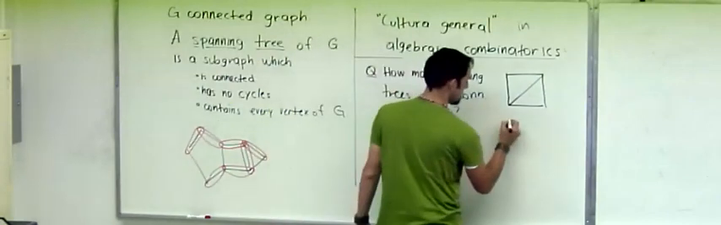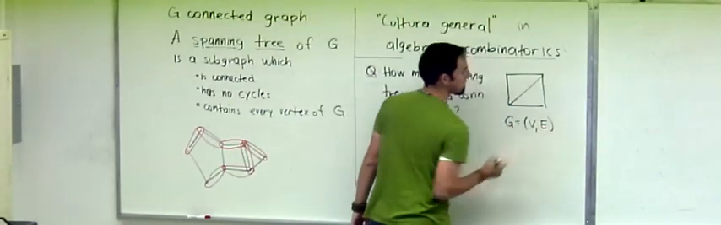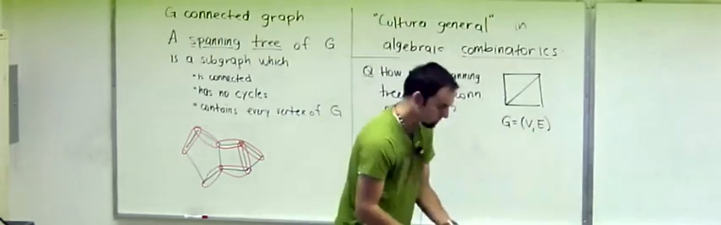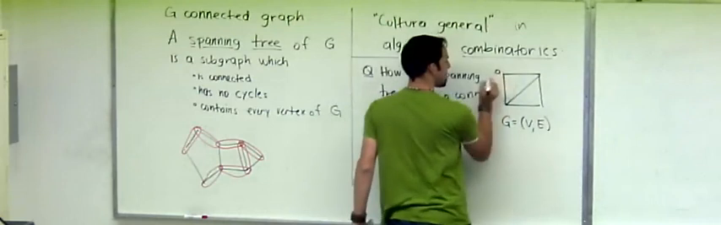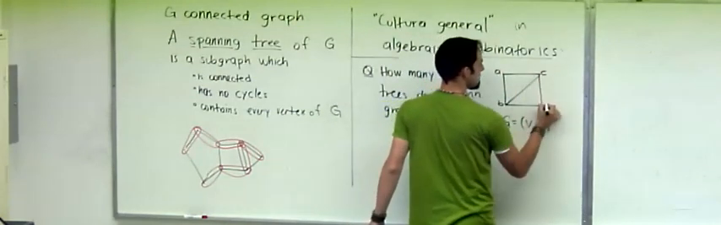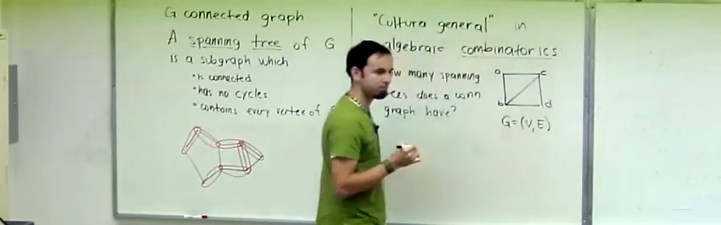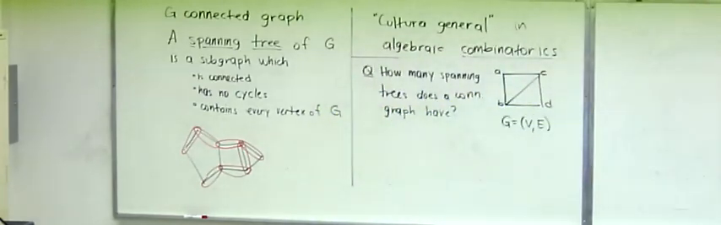Let's call this my graph (V, E). Okay. Maybe I'll label the vertices A, B, C, and D. Okay? So now what I'm going to ask you to do is to form a matrix.